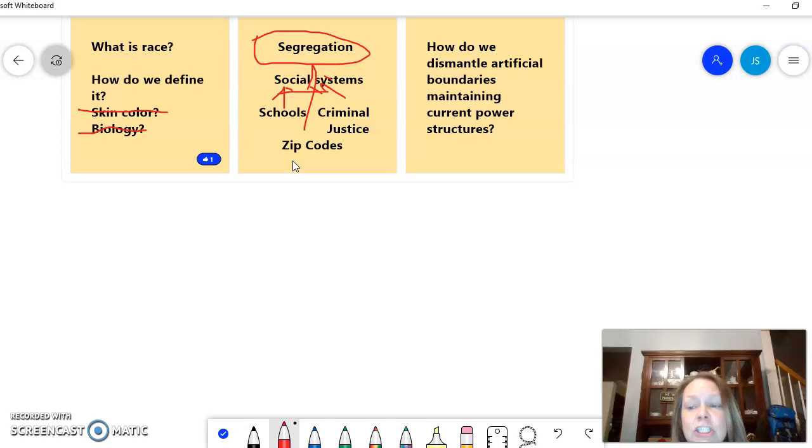And then that better education will lead to better jobs, which leads to more money, which leads to being able to buy a house in a more expensive neighborhood, which then will lead to better schools. And the whole system just repeats and repeats and repeats. You see how those things just feed one into the other, into the other, into the other. And it just begets itself, one generation after another. So how do we dismantle these boundaries that instantiate current power structures and current systems of privilege?